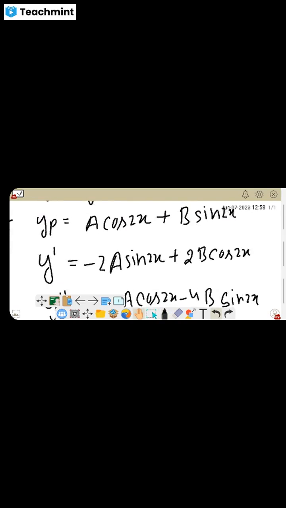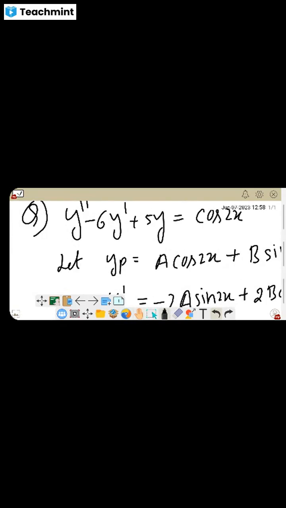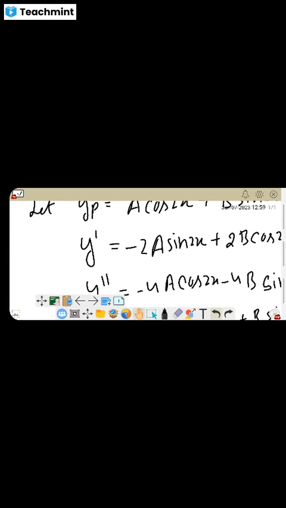Now put all these values in the left side by taking it in the form of homogeneous. Means we take this equal to 0 to solve for a and b.